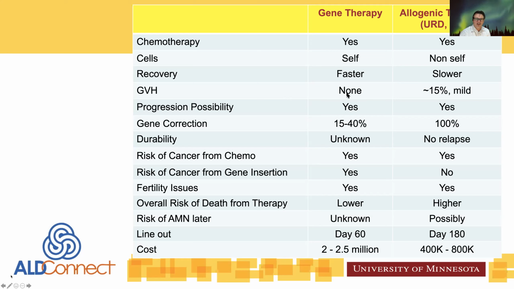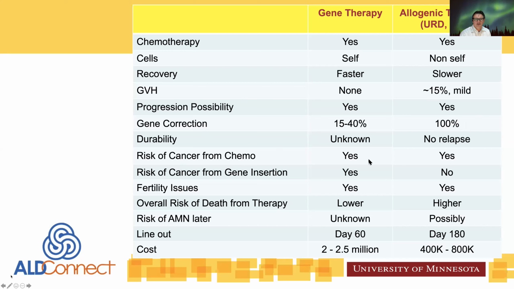There's no GVH for gene therapy. It's just not feasible. In allo, there's a rate of about 10 to 15% of mild GVH. We haven't gotten rid of it yet. Most of it's treatable. Progression possibility, sure, there's always a possibility with gene therapy, and it's also a possibility with other types of transplant. The gene correction given by our published gene therapy results show 15 to 40%. As I tell families, with a donor, it's always 100%, unless you use a sibling who's a carrier, then it's 50%.